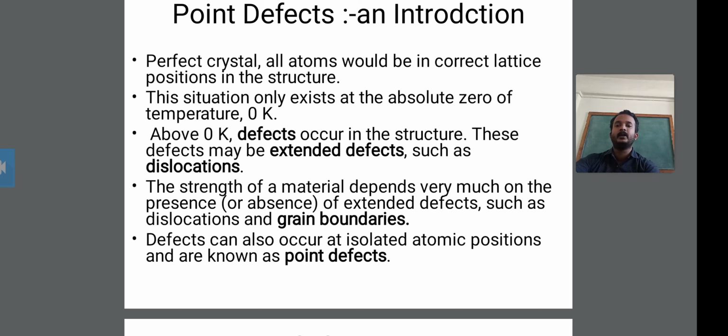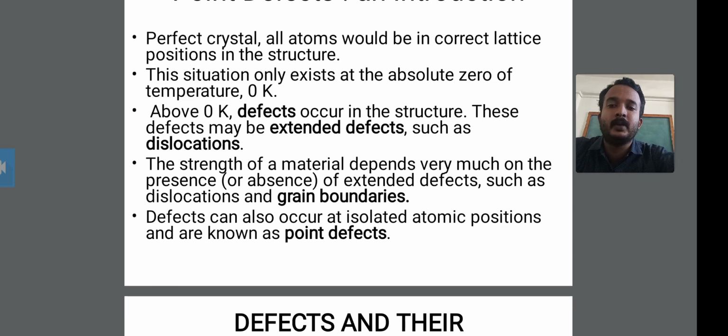So the strength of the material depends on the presence of extended defects, such as dislocations and grain boundaries. This is the fourth point of the point defects introduction.